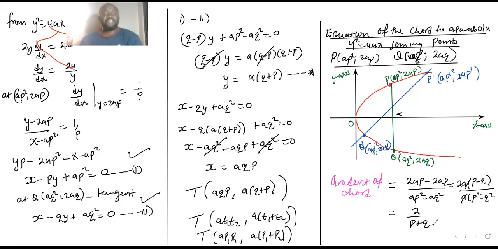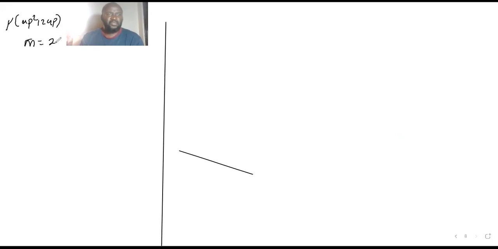So if that is the gradient of the chord, choose any point you want, whether P or Q. Use it and use the definition of the equation of a line, hence you get the solution. I can say I want to use P. It is always good to use the obvious ones. P is more obvious. Remember, P is (ap squared, 2ap). The gradient m we have seen is 2 over (p plus q). So y minus 2ap divided by x minus ap squared will give me 2 over (p plus q).